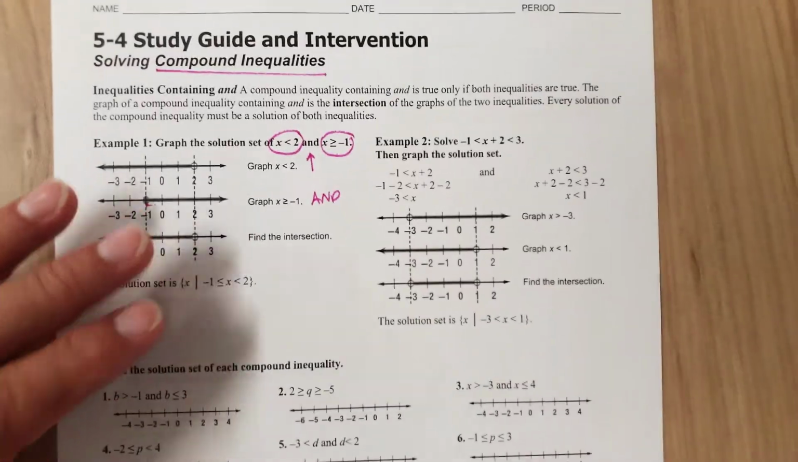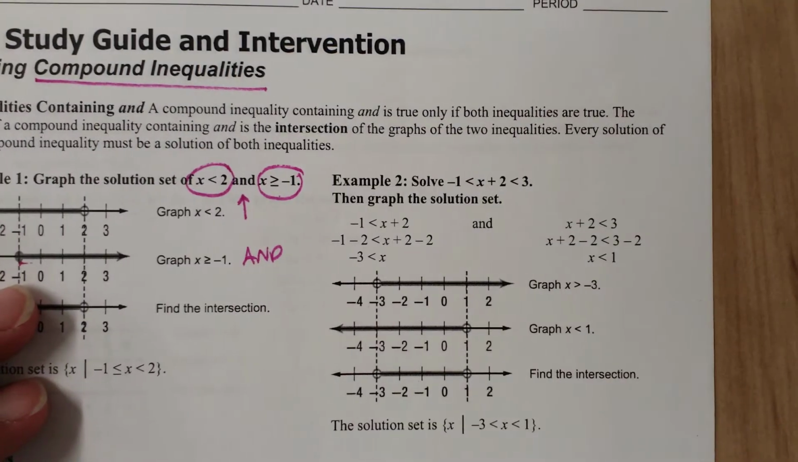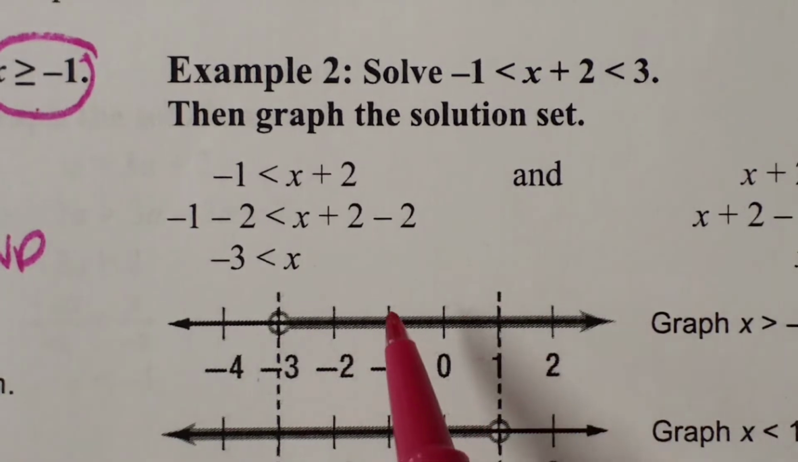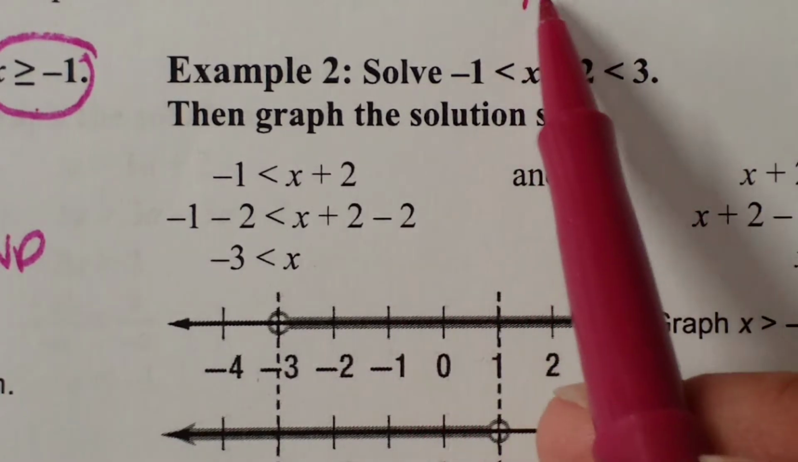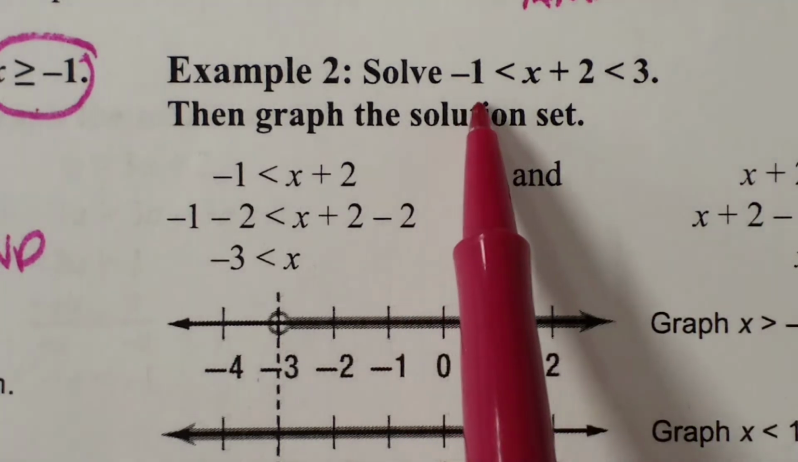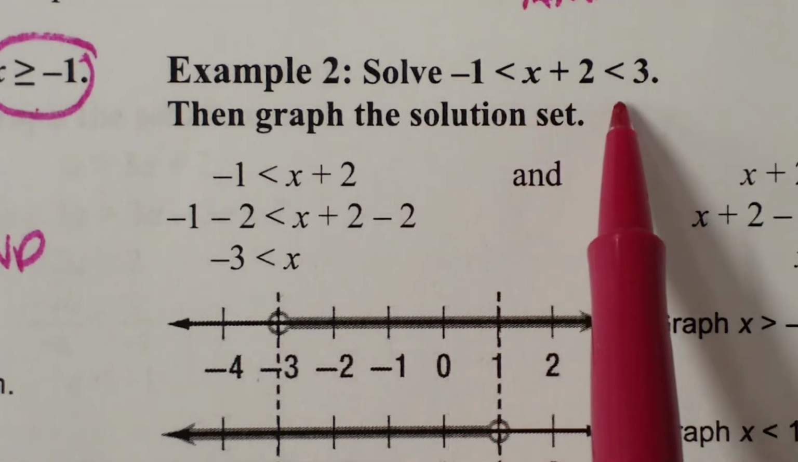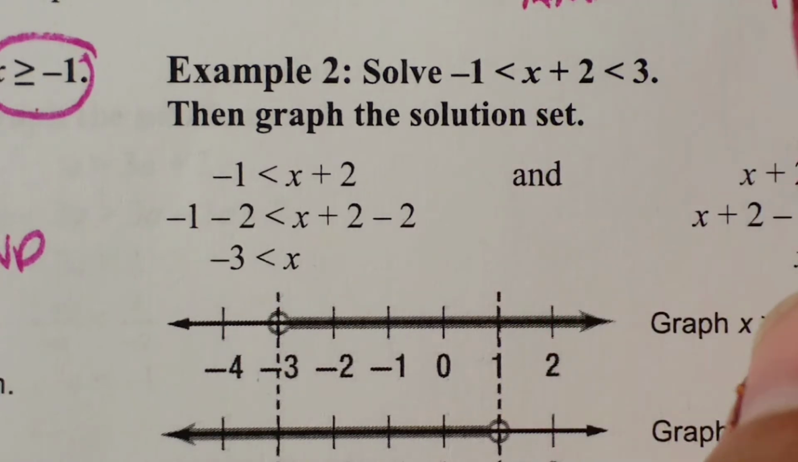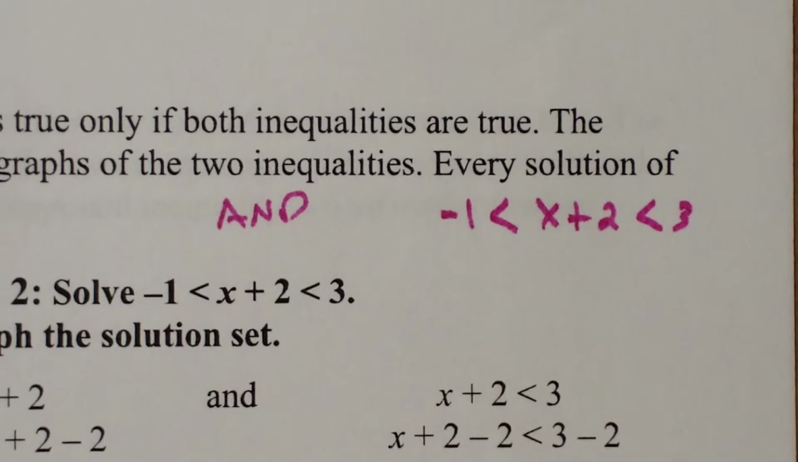If you are given a problem like example 2, this is essentially a compound inequality with the connecting word of "and." It says -1 is less than x plus 2, which is less than 3. You can solve this. I'm going to rewrite this over here so I have a little room.